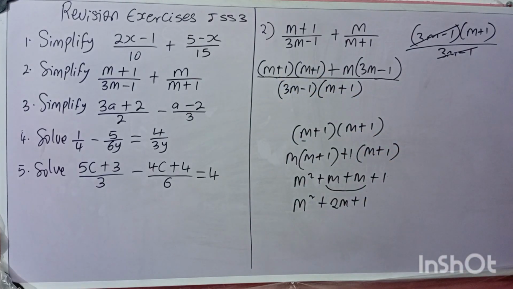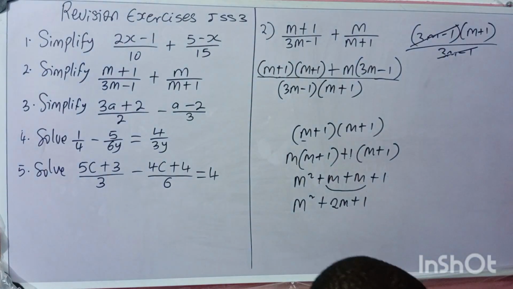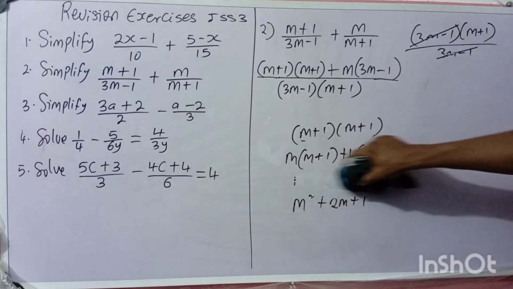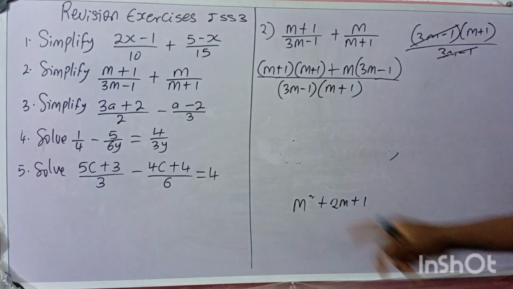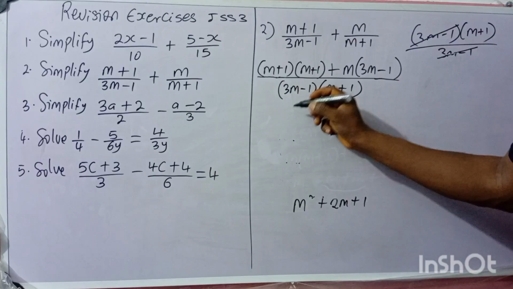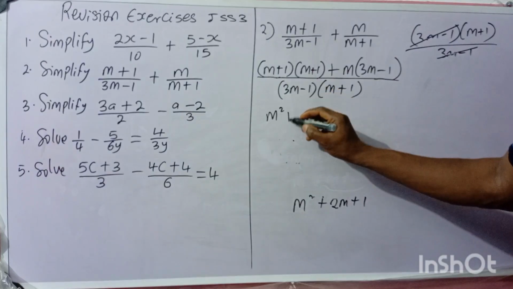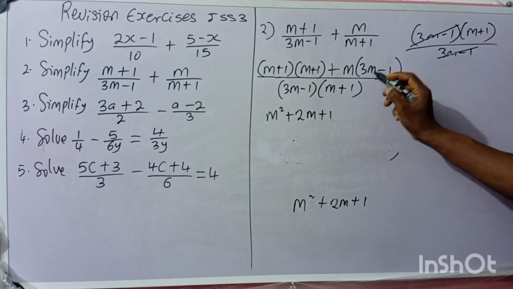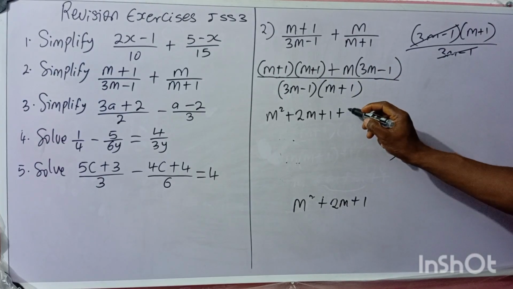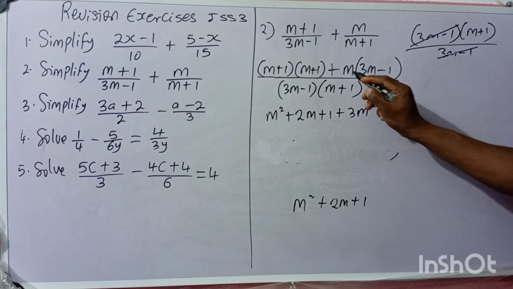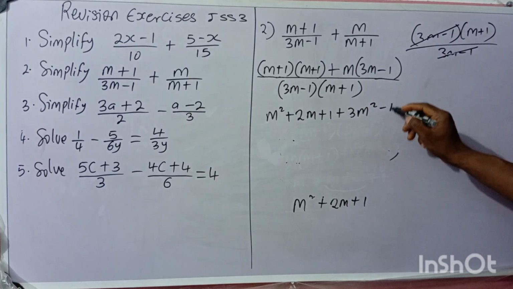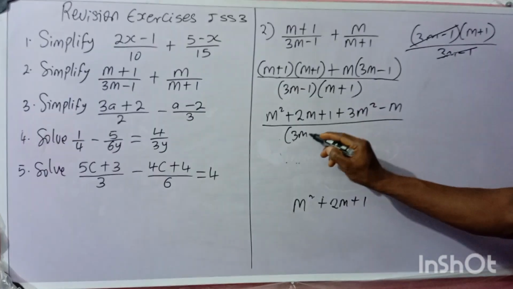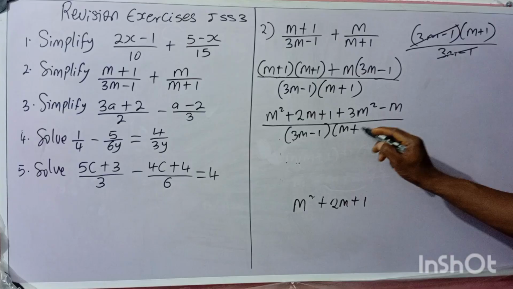I know you are familiar with something of this nature from our previous examples. All right, so we shall be using what we got here as the expansion, which gives us m squared plus 2m plus 1. Then we'll go to this other one. m times 3m gives us plus 3m squared. Then m times minus 1 gives us minus m, all over the LCM, which is (3m minus 1)(m plus 1).